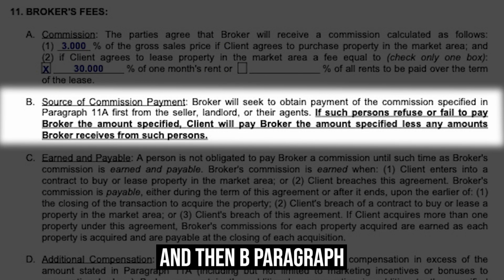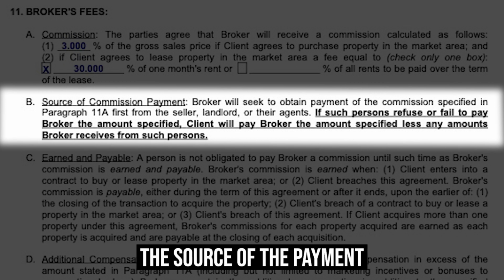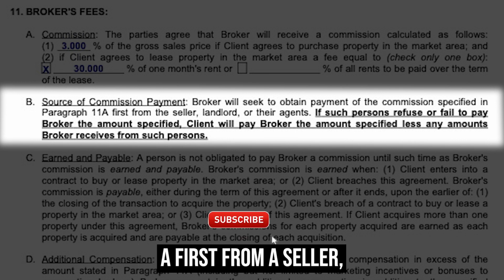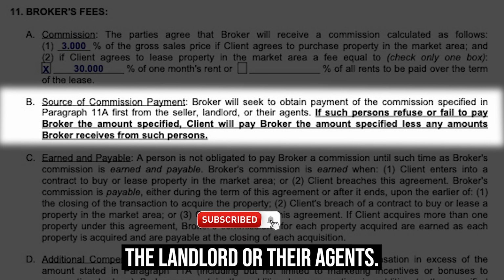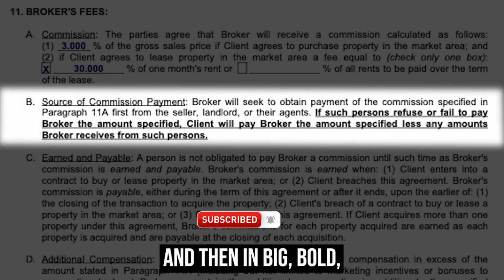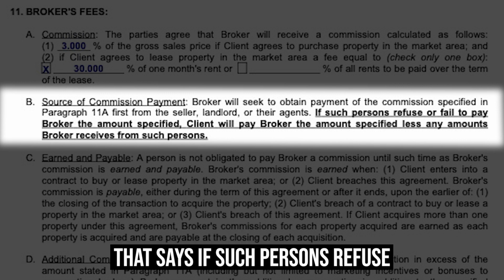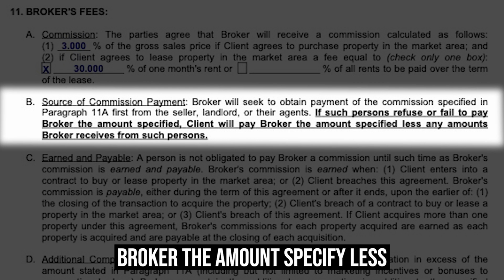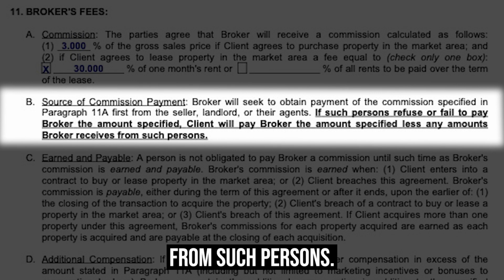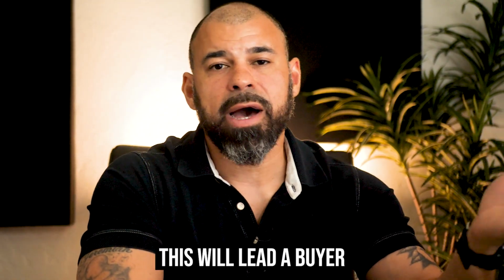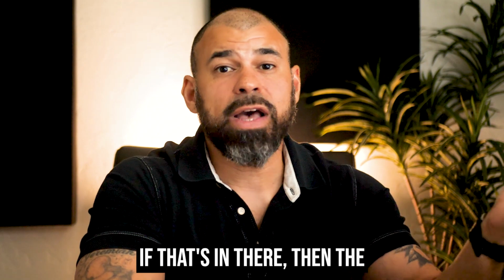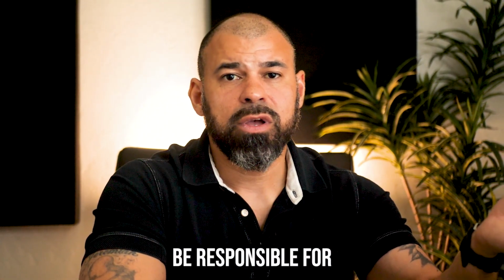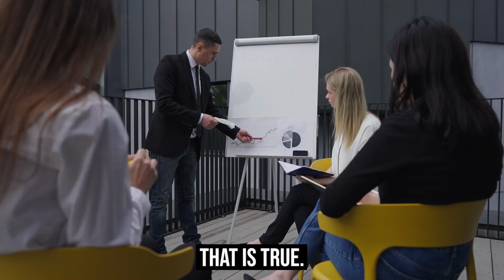And then paragraph 11B references the source of the payment. So broker will seek to obtain payment of the commission specified in paragraph 11A first from the seller, the landlord, or their agents. And then in big, bold, underlined words, it says if such persons refuse or fail to pay broker the amount specified, client will pay broker the amount specified less the amounts broker receives from such persons. So this will lead a buyer to think that they're going to be on the hook. They say, well, if that's in there, then the other side must not pay, and we may be responsible for your commission. And the fact is that is true, right?